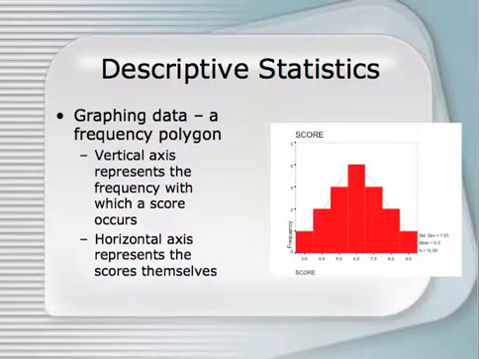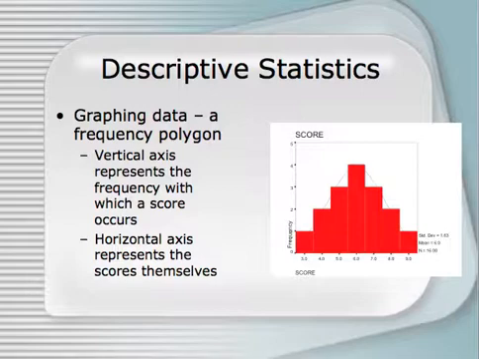You can also use graphs, such as a frequency polygon, to describe your data. In this example, the vertical axis represents the frequency with which a score occurs, and the horizontal axis represents the scores themselves. In this distribution or graph, you can see score 6 occurs a lot. The majority of the participants scored 6, whereas very few participants scored 3 and few scored 9. So this is a data set that's normally distributed, and we'll talk about normal distribution a little bit later on.